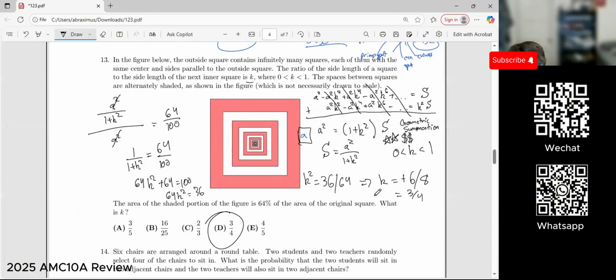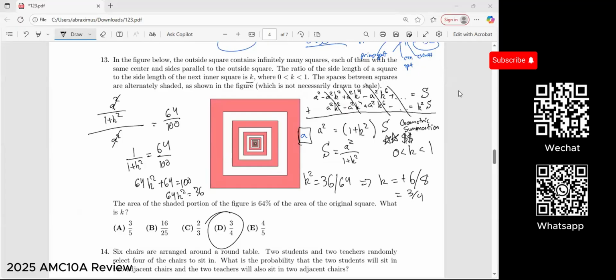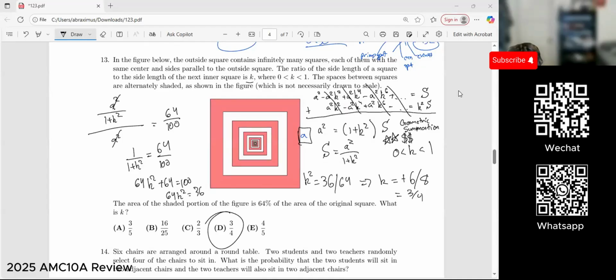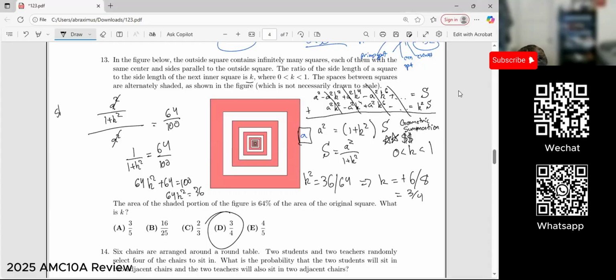All right, any questions about this? Can you go over the left side of the screen again? Okay, so this is the shaded area divided by the total area is equal to 64%. That's what they said right here. That's the left side, this sentence, and then I'm just solving for k squared. The a squareds cancel out in the ratio. Any other questions?